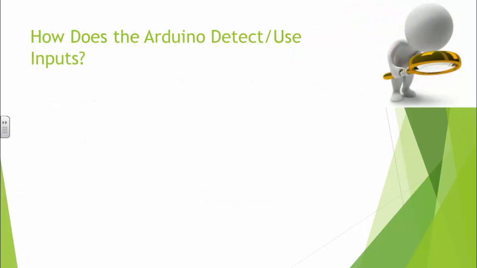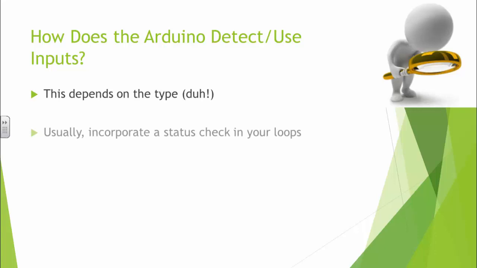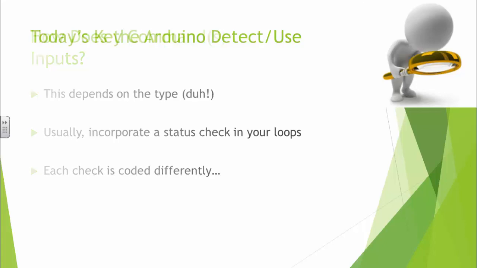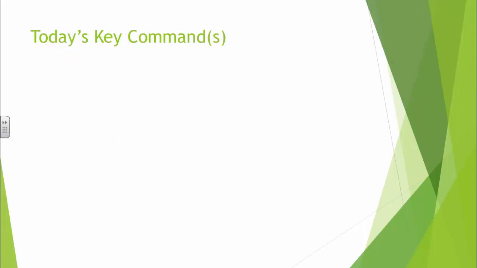Okay. Now, so we've seen that there are many, many different inputs that we can accept with the Arduino. We're going to scale things back a little and look at the simplest of these inputs for now. And in order to do this, we need to talk about how the Arduino detects and uses inputs. Of course, it depends on the type. Usually we're going to incorporate a status check in a loop, and each of these will be coded in a different way. We're going to focus on two key commands today.